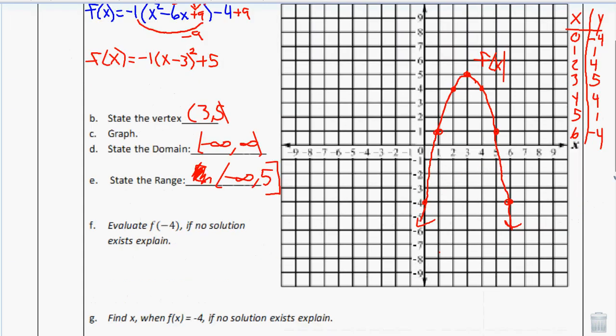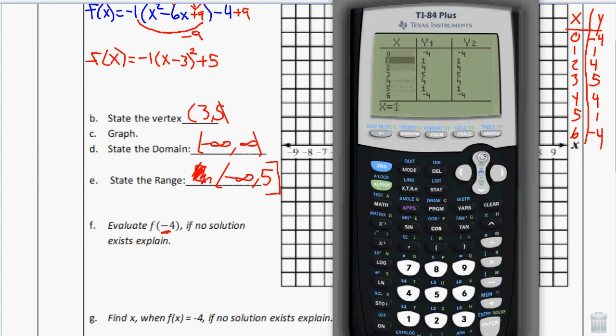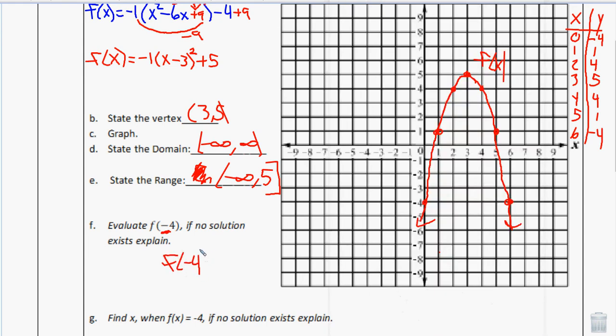Evaluate f of negative 4. That means x is negative 4. When x is negative 4, the graph will hit it. I just didn't put it on my table of values. I know I have it in my table, so I'm going to go look. When x is negative 4, the y value is negative 44. I'm just going to put it in my table for work.